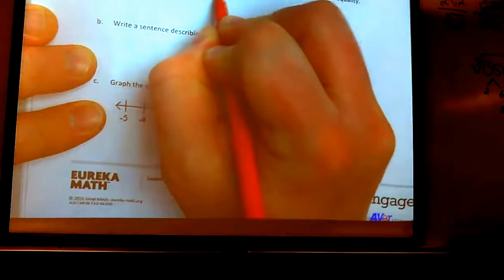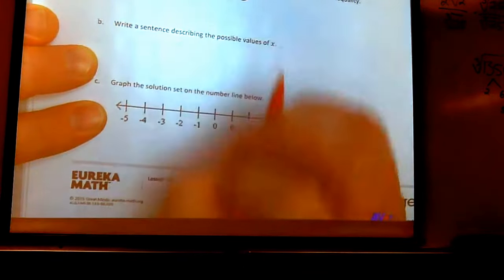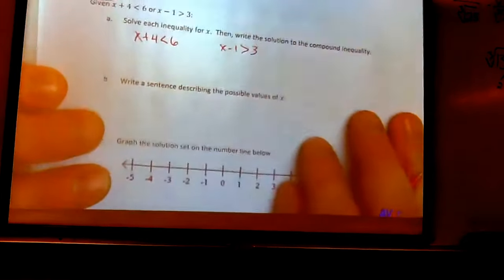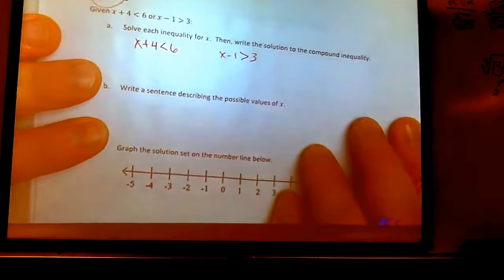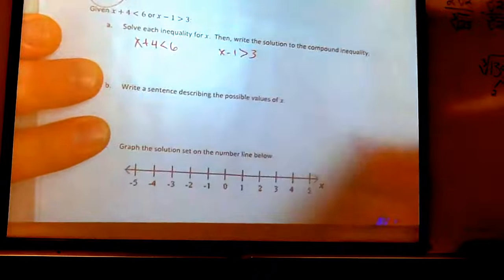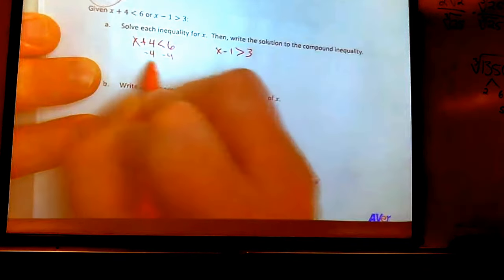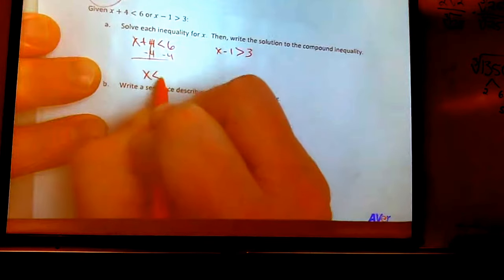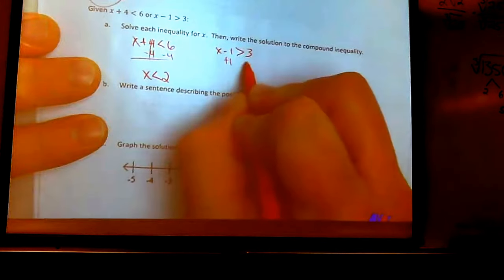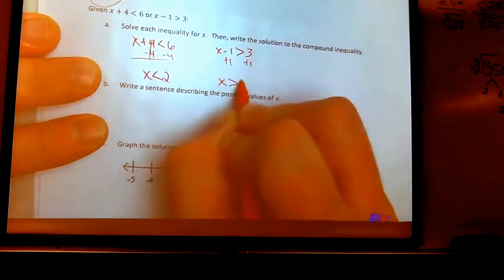Alright, here's another one with or. Hey, this one's easy. X plus 4 is less than 6, or x minus 1 is greater than 3. Just solve each one. Subtract 4. X is less than 2. Add 1. X is greater than 4.